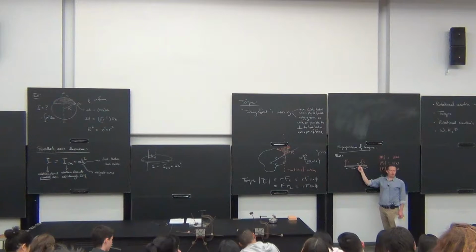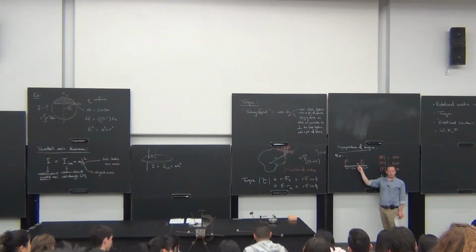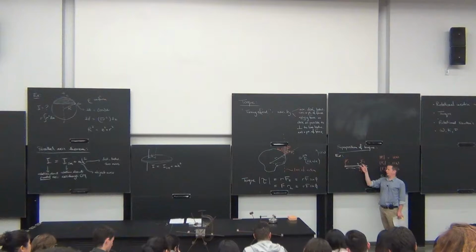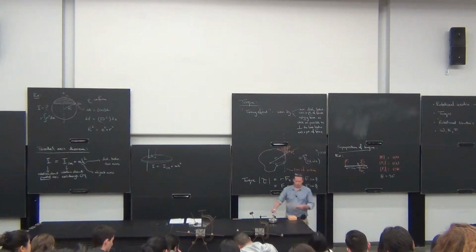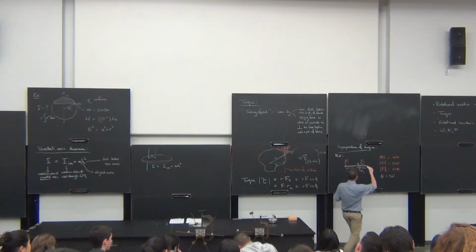F2, what directions are going to tend to make this thing turn? Clockwise. And this one? Okay. So in this case, we don't know until we plug in some numbers whether this thing overall is going to go clockwise or counterclockwise. So we need to figure it out. All right, so let's look at the torque from each of these.